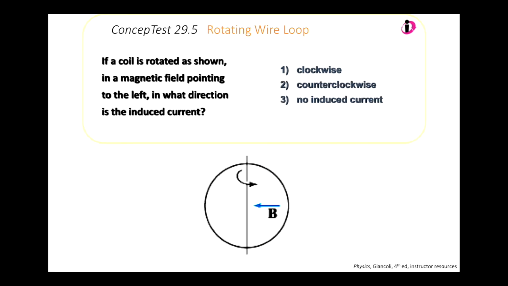How about this one? So yeah, the magnetic field is literally pointing to the left, and you can think of it as the coil sort of turning into it. So it starts with no flux, and flux is increasing. And then we're going to try to determine the direction of the induced current in the coil before it turns too far, and counterclockwise and clockwise mean opposite things.